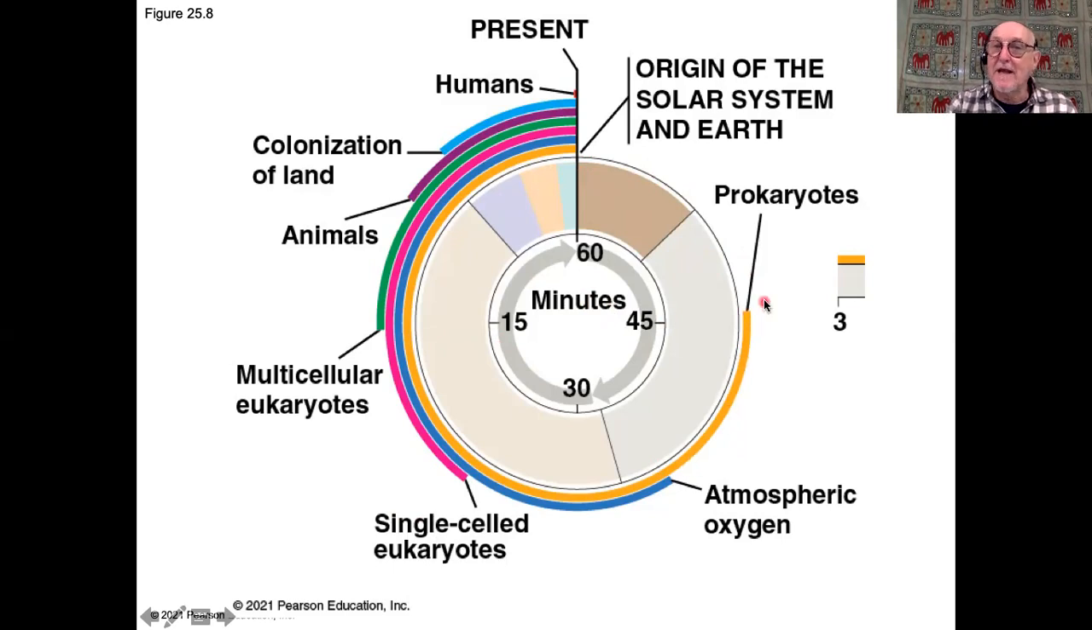The atmosphere remains completely free of oxygen until about here, when photosynthesis evolves, around about 25 minutes rather. Eukaryotes, the simple eukaryotes, at about 35 minutes. Multicellular eukaryotes, about 45 minutes. Animals at about 50 minutes, etc., etc. And then humans in the last couple of minutes.